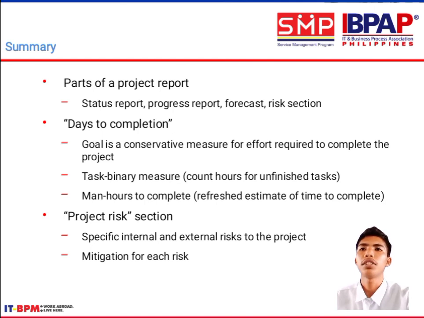The last is the project risk section: specific internal and external risks to the project. There are two types of project risks, the internal and the external. A breakdown of equipment or machinery is an example of an internal risk, while a typhoon is an example of an external risk. These are some of the risks that could lead to project failure.